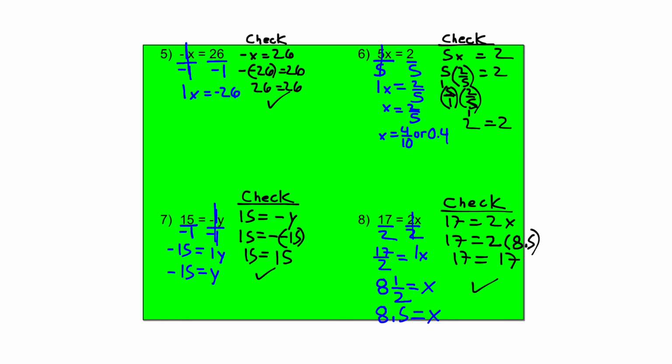So those are some of the different kinds of equations you might encounter when solving equations by division. I hope that helps. You'll have an assignment on this today, and use this video to help you with the assignment.